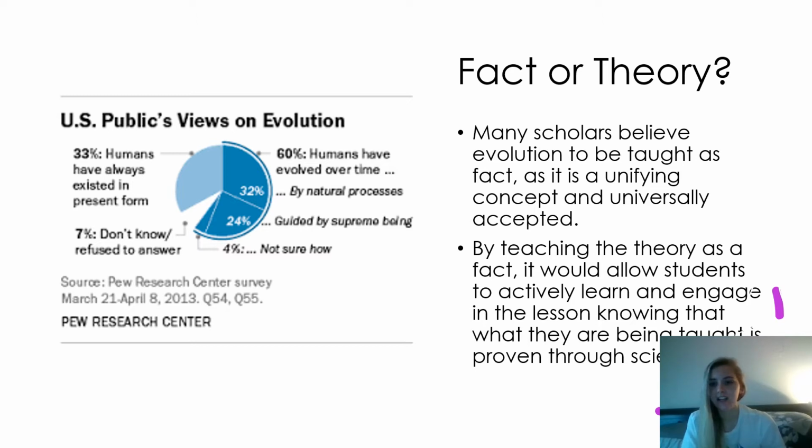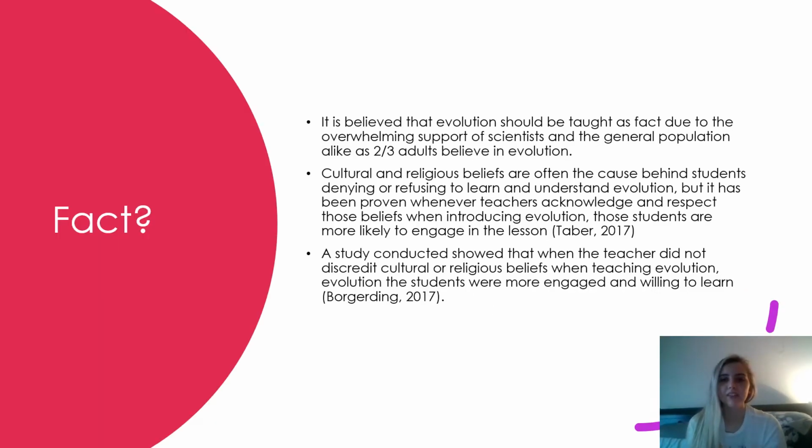By teaching the theory as fact, it would allow students to actively learn and engage in the lesson knowing that what they are being taught is proven through science. It is believed that evolution should be taught as fact due to the overwhelming support of scientists and the general population alike, as 2 out of 3 adults believe in evolution.